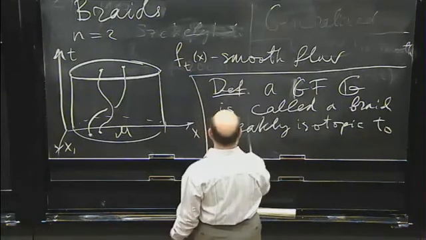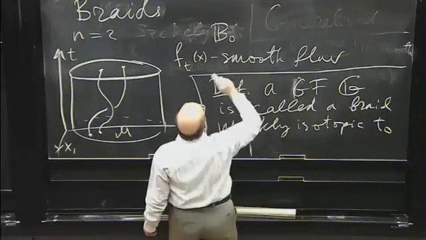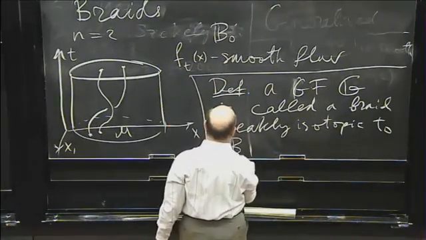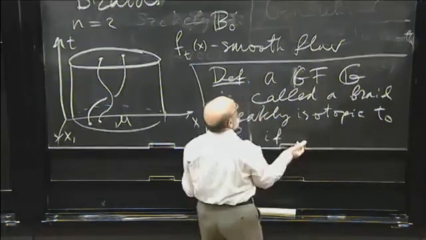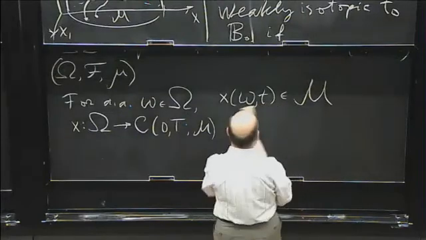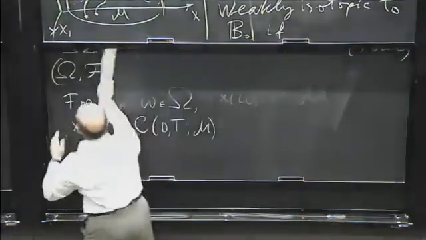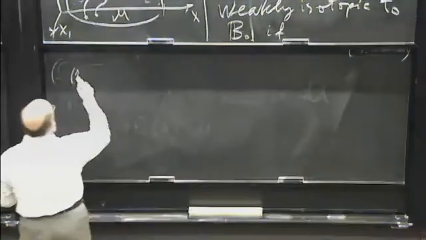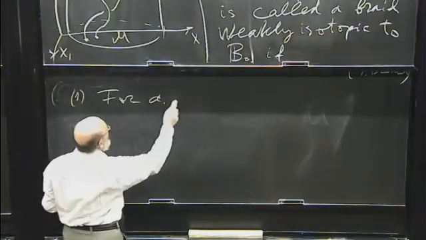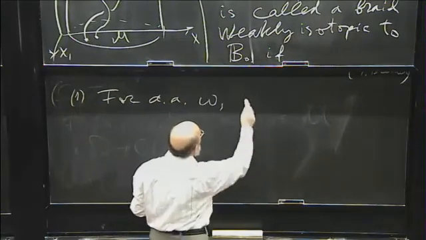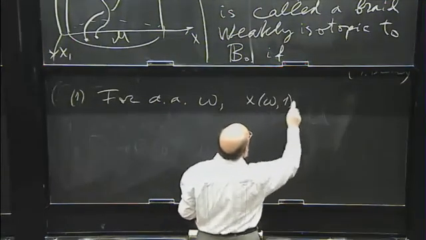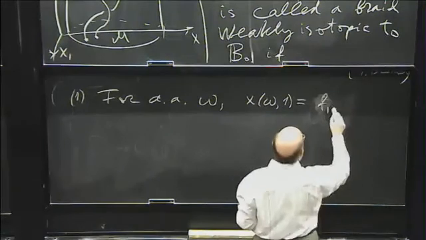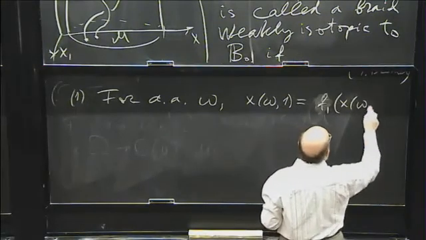To this braid, this braid is B0, defined by this flow. Weakly isotopic to B0, if the following is true: first, for almost all omega, x omega 1 is F1 of x of omega 0.